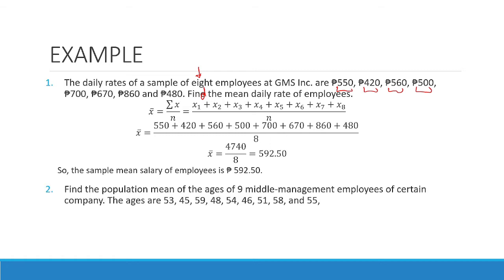So here's another example. If you are to find the population mean of ages of 9 middle management employees of a certain company, so we have here the ages are 53, 45, 59, 48, 54, 46, 51, 58, and 55. So try to compute for the population mean.